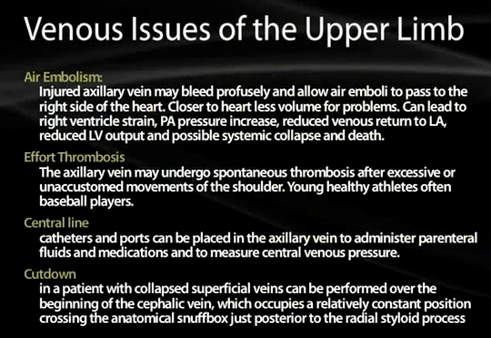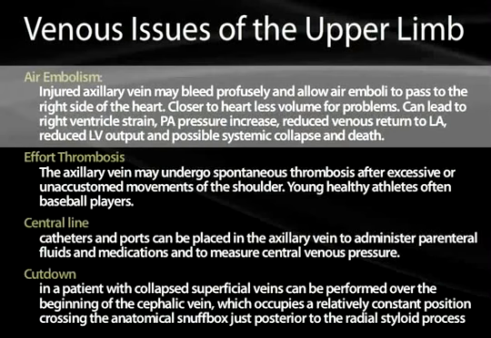And let's talk a little bit about venous problems of the upper limb. You can have air embolisms, which are oftentimes associated with the axillary vein, which can bleed so fast and so quickly that it allows air emboli to pass right into the right side of the heart. And the problem with air embolisms is that the closer you are to the right side of the heart, the less air volume that you need to cause major problems.